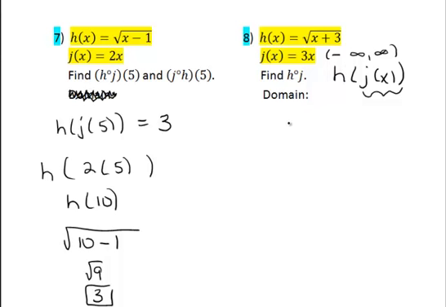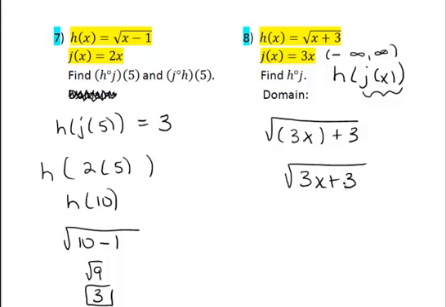We're going to put j inside h, so we write down h without the x. And instead of the x, we put j, which is 3x. So we get the square root of 3x plus 3. So this is going to be the composition. What is the domain of this composition?